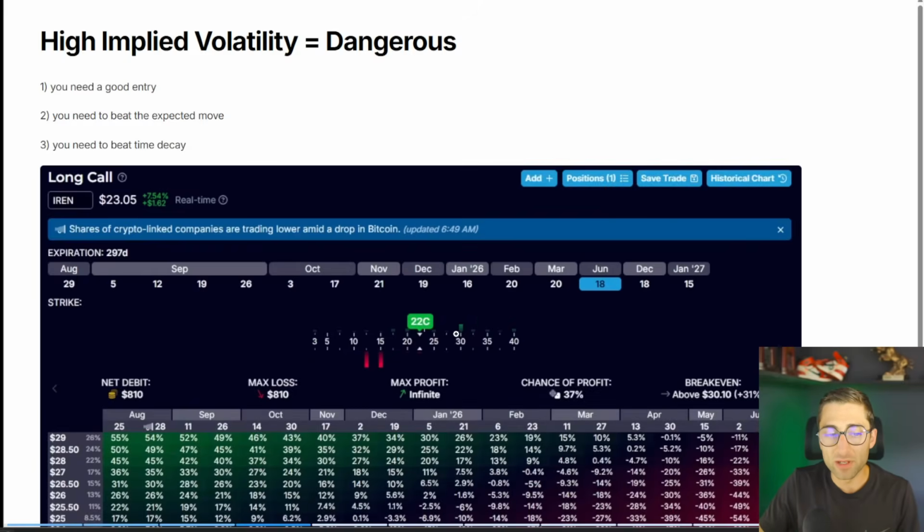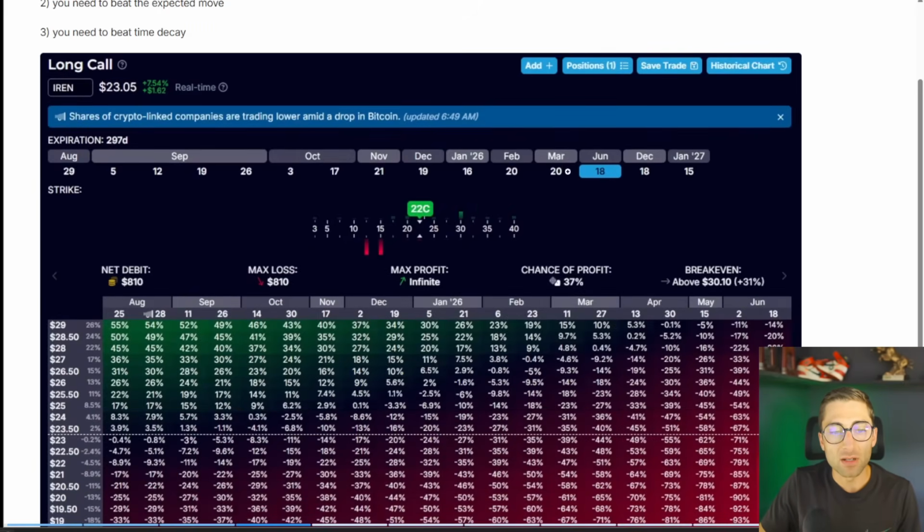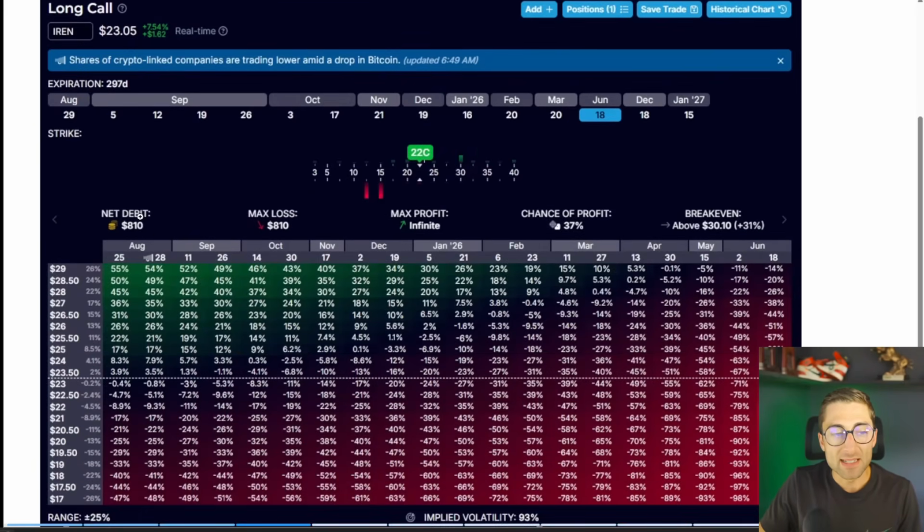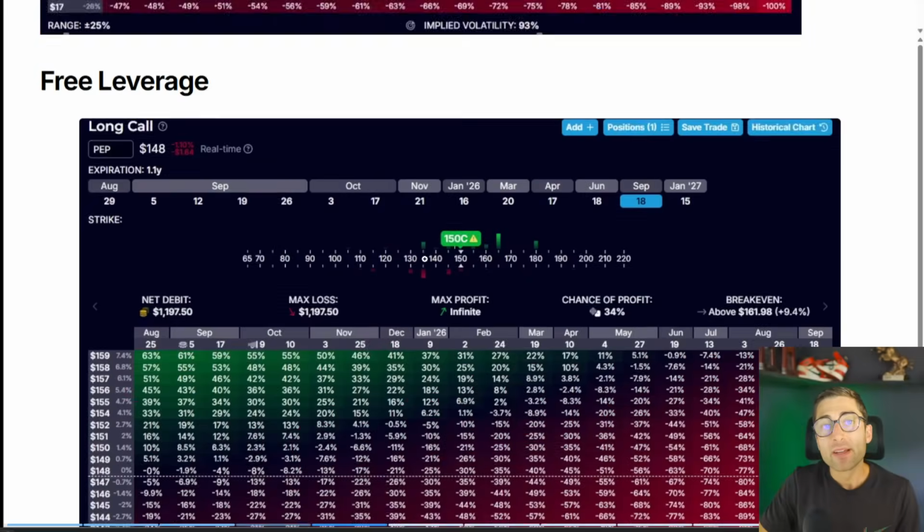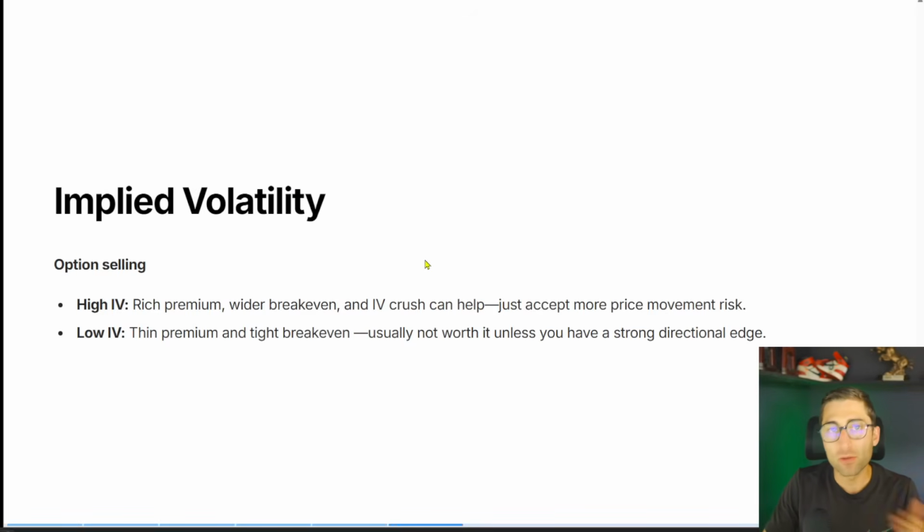But if I looked at IRIN, and this is a covered call out till next year, this is $800 from a $2,000 trade. So that's almost a 40% return in a year. What would you rather have, 8% or 40? 40, right? If you pick the right stocks at the right time, high IV makes sense for option selling.